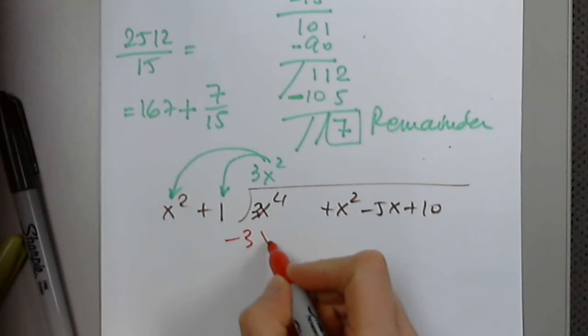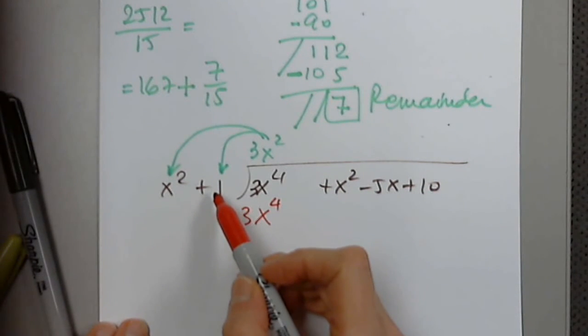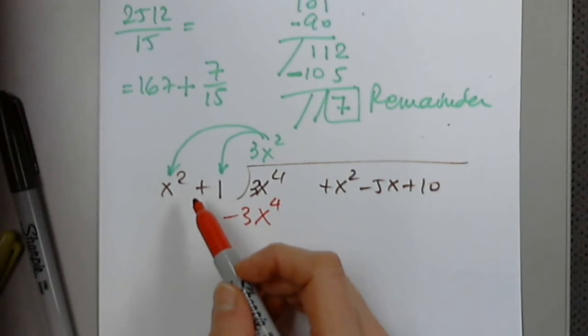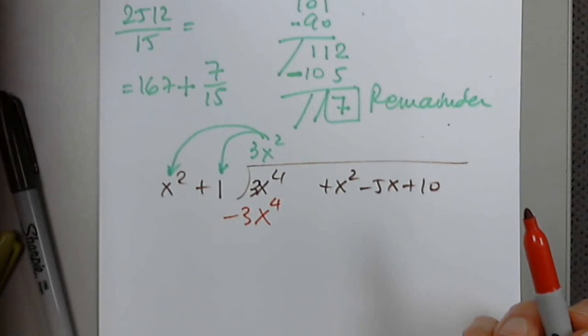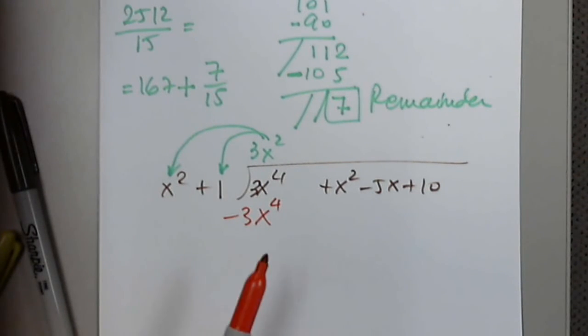I have to switch the symbol. 3x squared times 1. Say it again. You said 3x raised to power 4. Because 3x squared times x squared is 3x to the 4th. Right? Is it okay? Good.